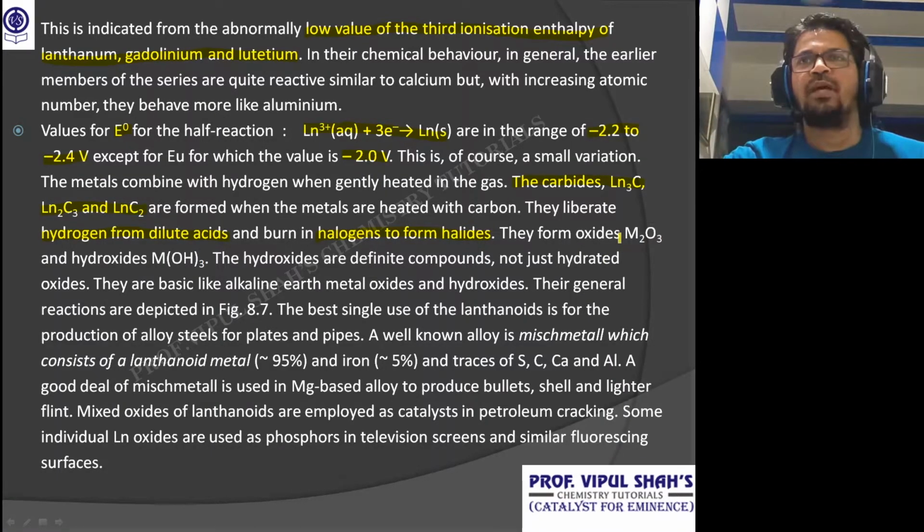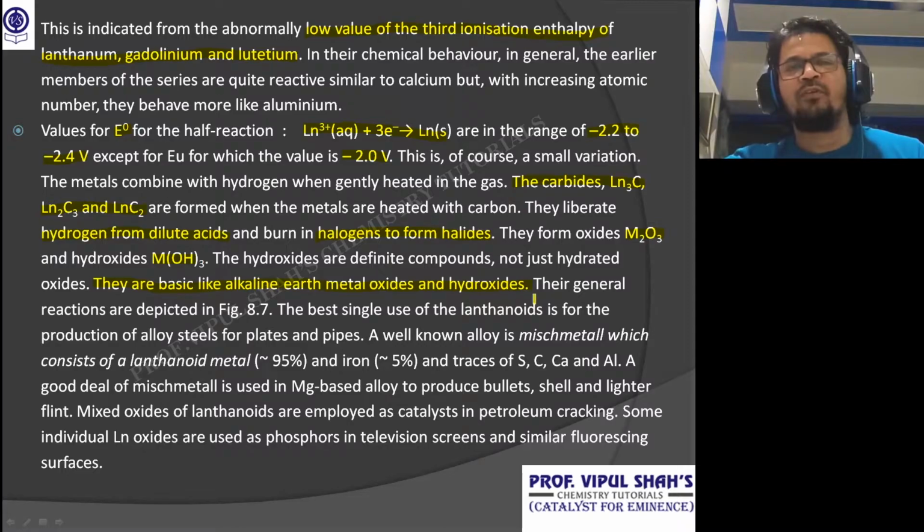And they also form their oxides. There also, if you see, it's +3, as well as their hydroxides. All right, the hydroxides are definite compounds. They are basic, like alkali and alkaline earth metal oxides and hydroxides. Across a period, from left to right, the basic character decreases. If I start with lanthanum, which is actually a d block element but is considered here, lanthanum hydroxide is the strongest base, and then gradually it decreases, and lutetium hydroxide would be the weakest base.